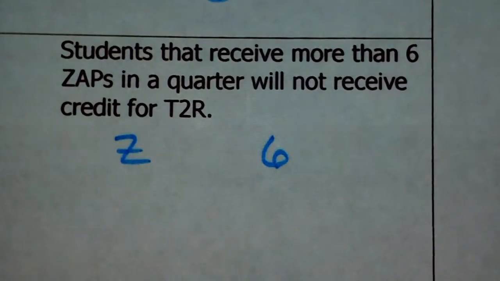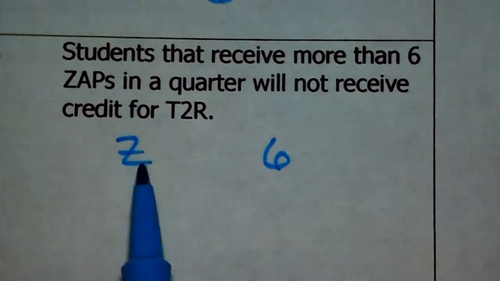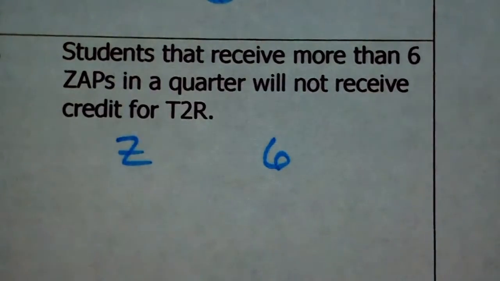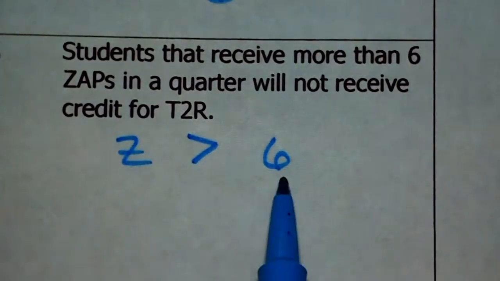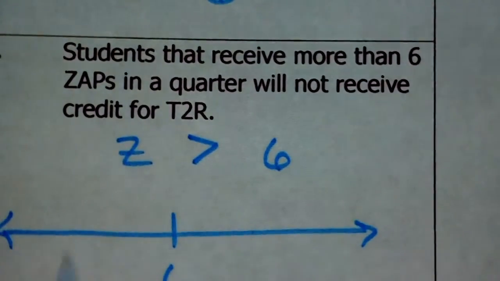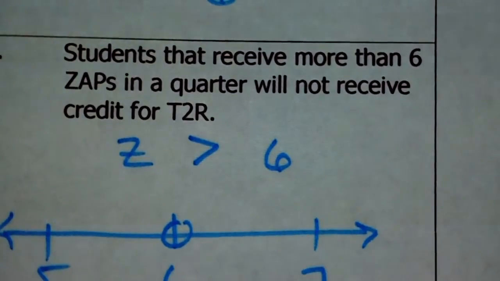This time we're going to graph the students that don't get credit for T2R, because it says students that receive more than 6 zaps won't get credit. So we're zapping the people that won't get credit. And it says if you get more than 6. So can you get 6? Yeah, you just can't get more than 6. So if your zaps are greater than 6, that means you're not going to get credit, and that's what we're graphing, people that won't get credit. So we're going to put a 6 here. I'll just count by ones again. And if Z is greater than 6, it means it can't be 6, because you can still get credit if you have 6. But the second you get one more than that, you're done.